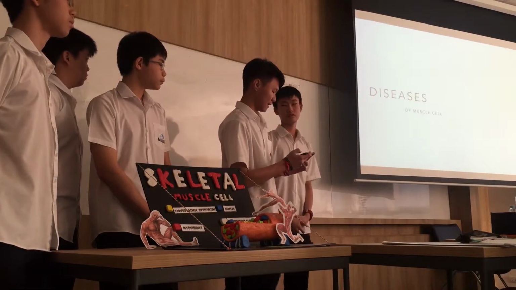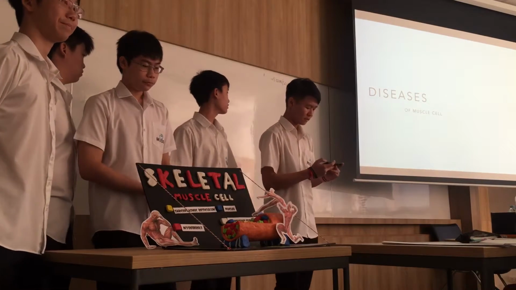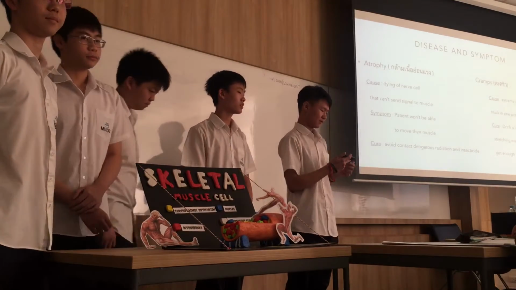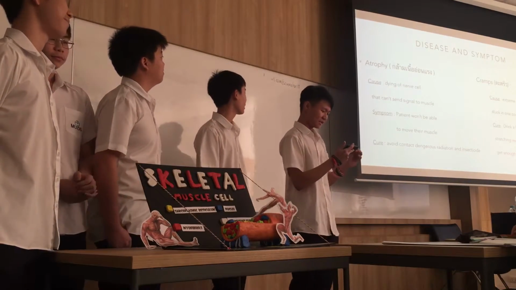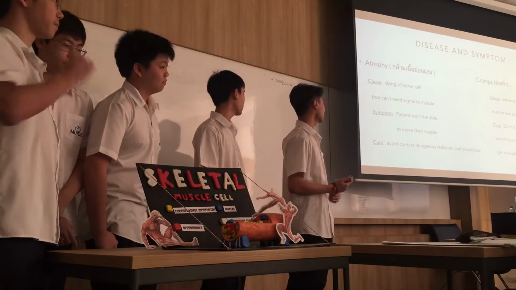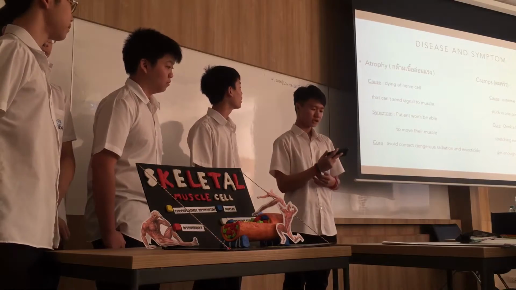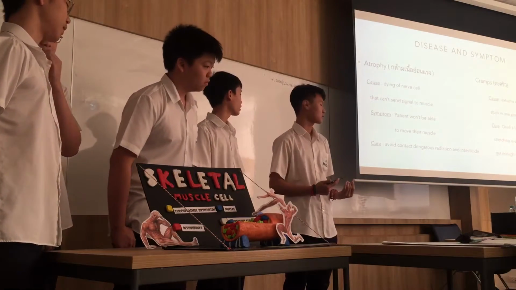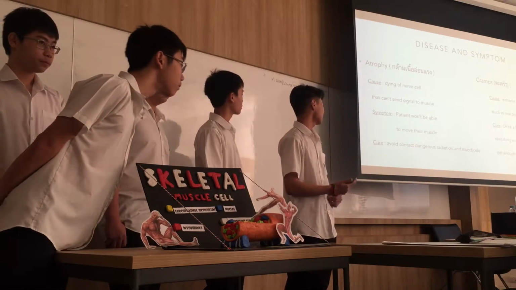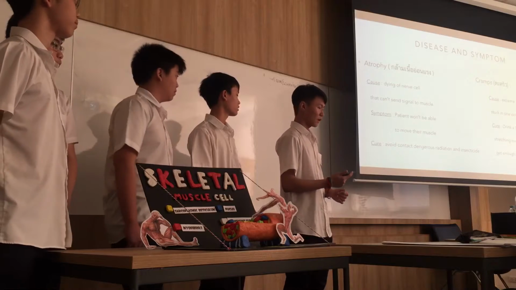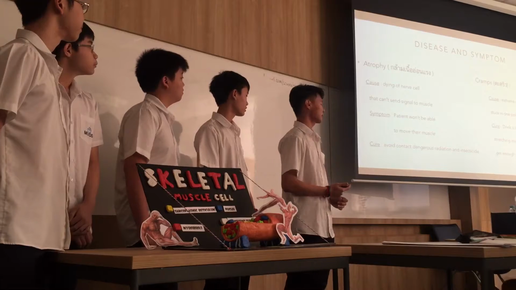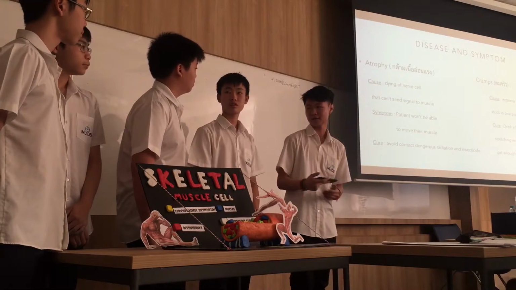Next are diseases and symptoms related to muscle cells. The first one is atrophy, or muscle weakness. This is caused by the dying of nerve cells that cannot send signals to the muscle, so we cannot control our muscle. The patient won't be able to move some parts of their muscle, and for now there is no treatment that can totally cure this disease. But we can prevent it by avoiding dangerous radiation and insecticide.